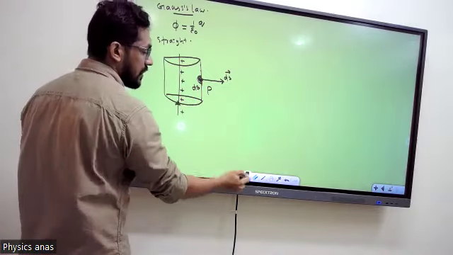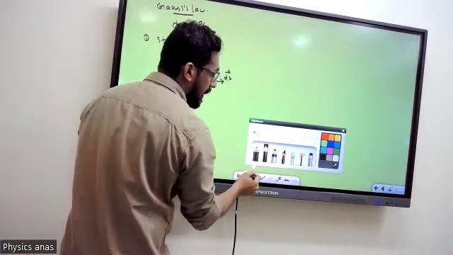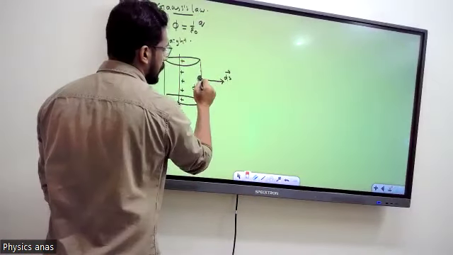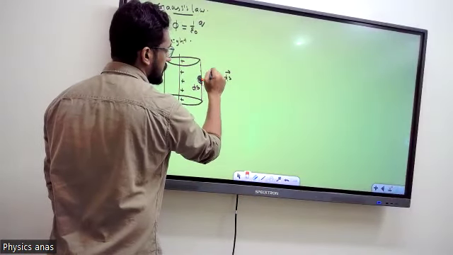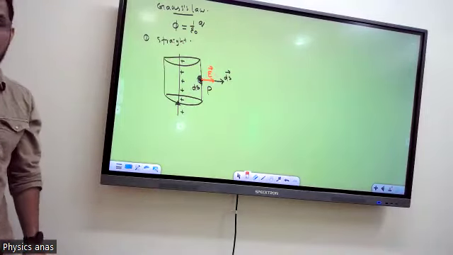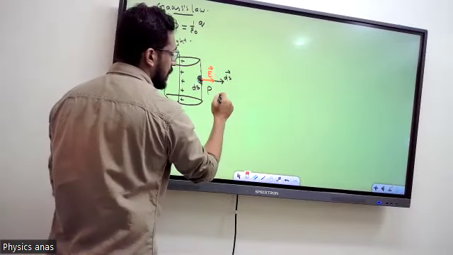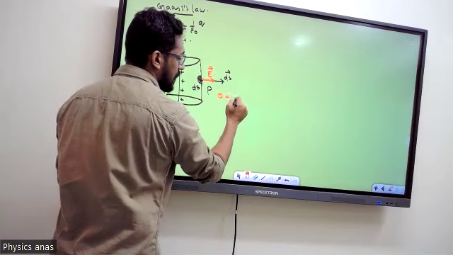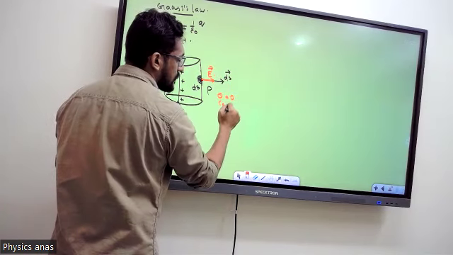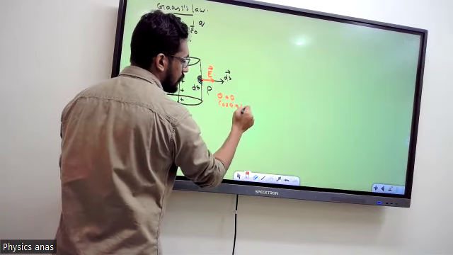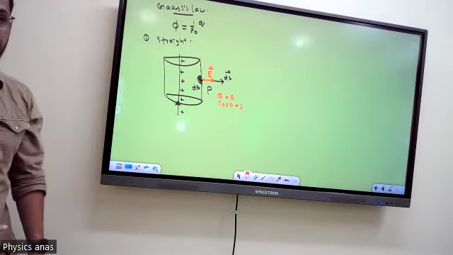So due to this charge, there will be an electric field at this point also. This is the electric field. Now the electric field and the area vector have an angle between them of 0, and cos 0 is 1. So there will be electric flux through that.